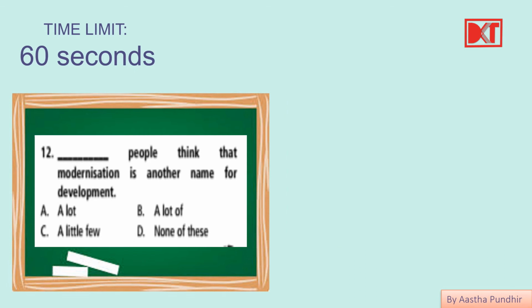Okay, here. Dash people think that modernization is another name for development. Options are A, a lot people, B, a lot of people, C, a little few people, or D, none of these. Here again, these are what? These are quantifiers. The correct answer is B. A lot of people think that modernization is another name for development.